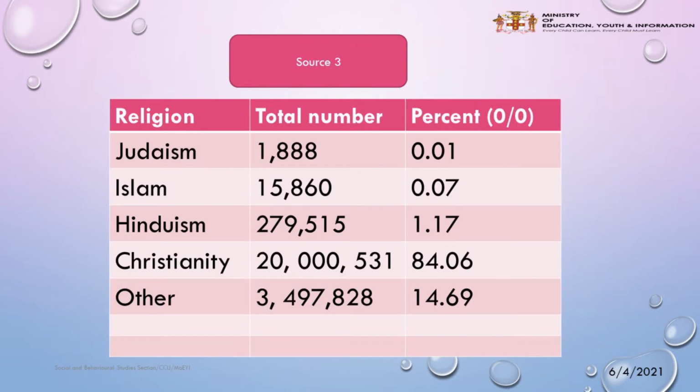Source 3 will look at religions practiced in the Caribbean. Now, this is a table showing the various religions, their total number, and their percentage. We have Judaism, Islam, Hinduism, Christianity, and of course others. Now that we have read all three sources, it is now time to write the important points from the sources.